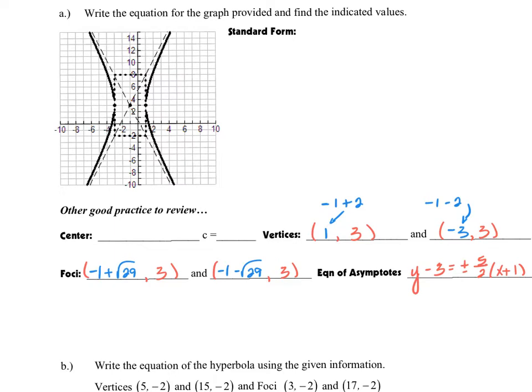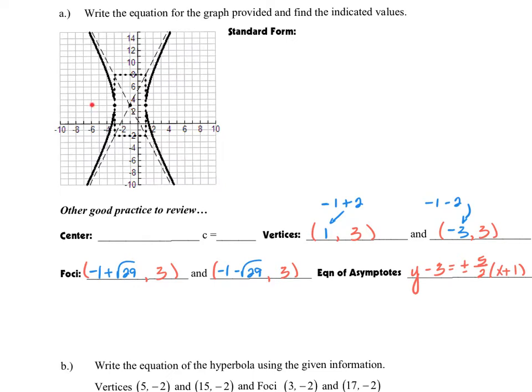In this video, we're going to look at how to write equations of hyperbolas using both a graph or just some characteristics. It's going to be very similar to the previous video that we did for ellipses. So let's get some basic things set up here.